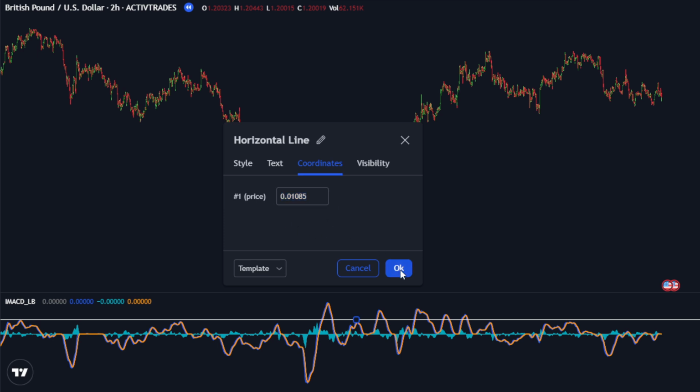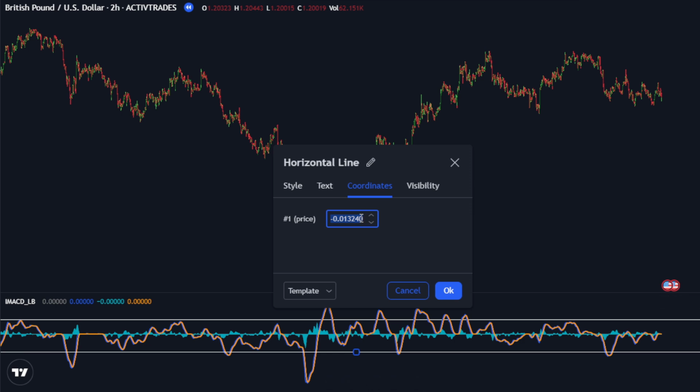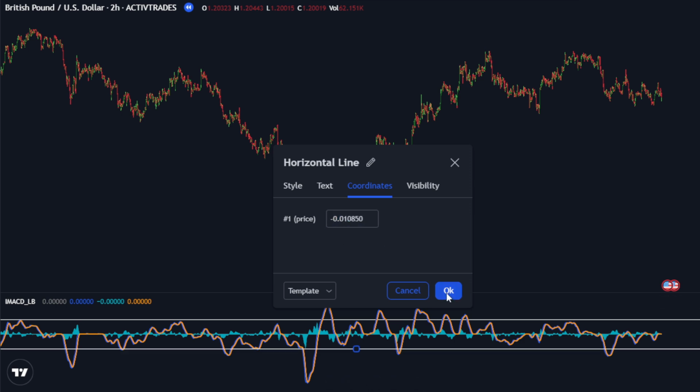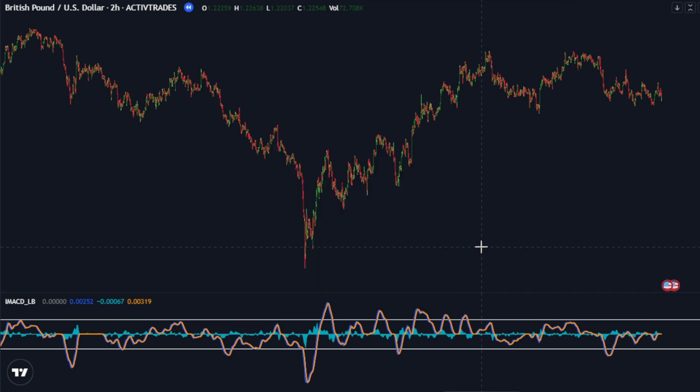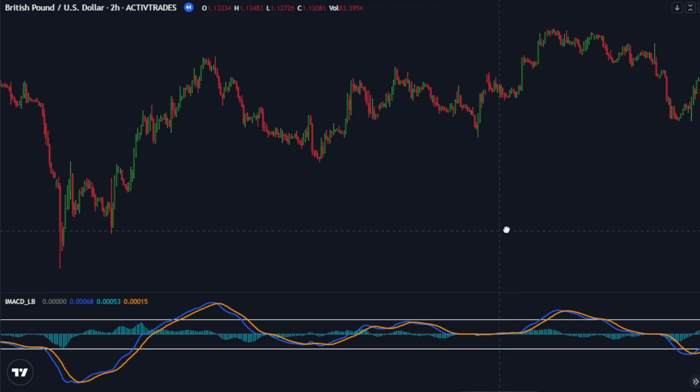Once we have detected the reference line, we are going to double it and put the number in negative to see clearly when the MACD is in the oversold zone. So what is this strategy? Now we are in British pound with US dollar in 2 hours time frame.